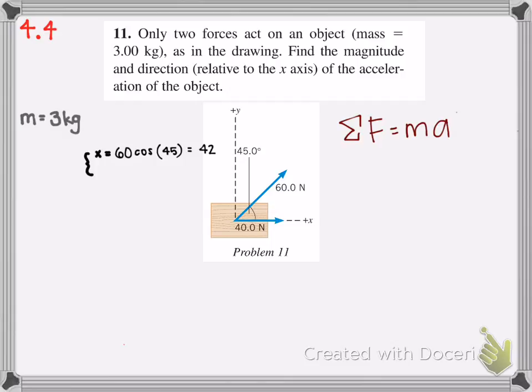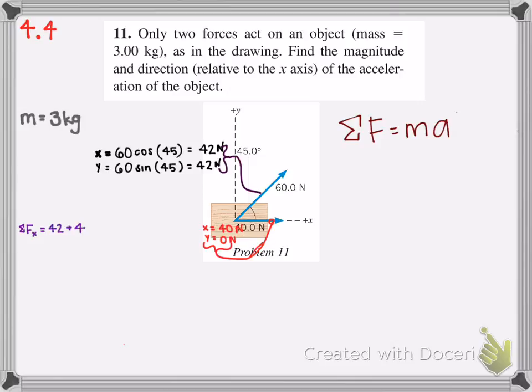We begin by finding the x and y components of each force that is being acted on the object. So the x of the 60 newtons that is acting on the object is 42 newtons, and the y is 42 newtons as well. So if we look at the other force that is being acted on the object, we know that its y is 0 because it's only acting on the x, which means that the x is 40 newtons. So how do we find the net force?